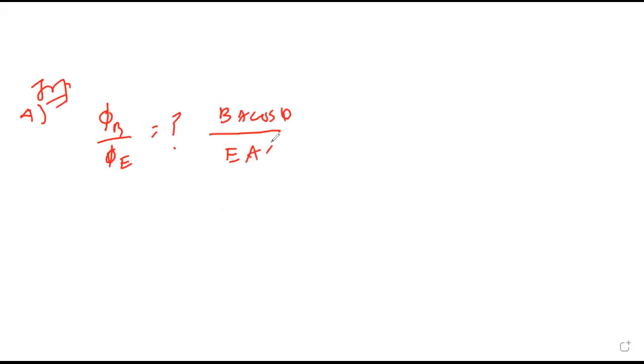Dimension of magnetic flux and electric flux are. Aman, can you tell? Electric flux and magnetic flux formula first. Magnetic flux is BA cos theta. And this one is EA cos theta. So B upon E. B means what?